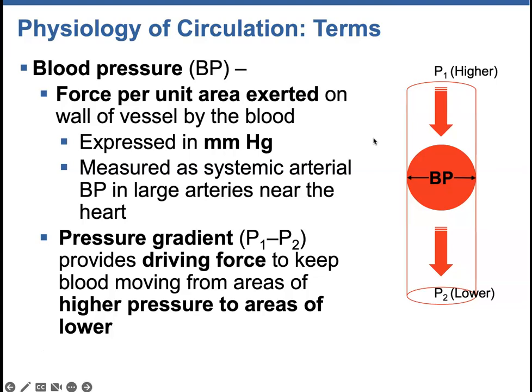Then, in terms of what blood pressure is: it's the force per unit area, so how much pressure is being exerted on the sides of the vessel wall. The pressure entering the vessel is always going to be higher than the pressure leaving the vessel. If you remember proximal to distal, this is your pressure gradient, and it's the driving force that keeps the pressure moving because it's going from higher to lower. Just like what you learned in diffusion, that is how the pressure is going to move.